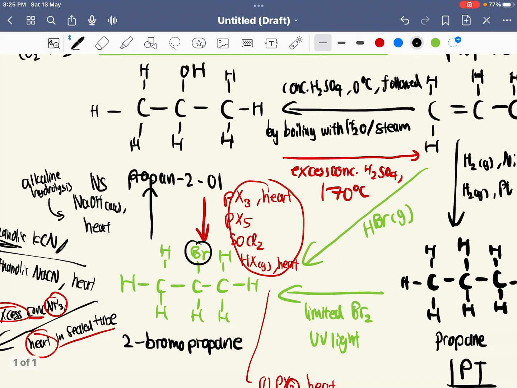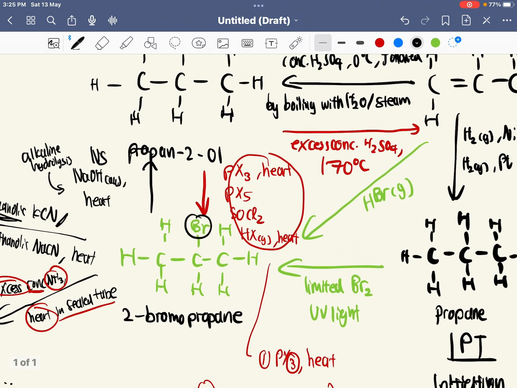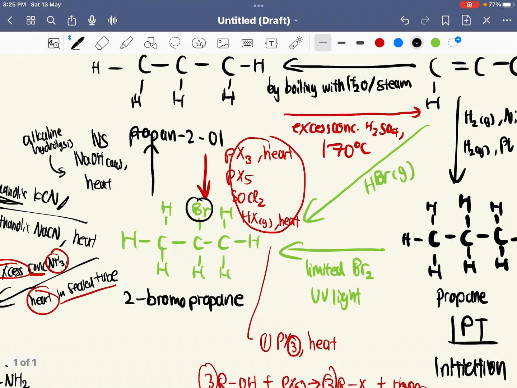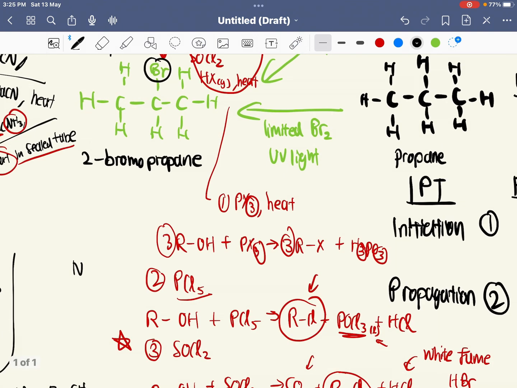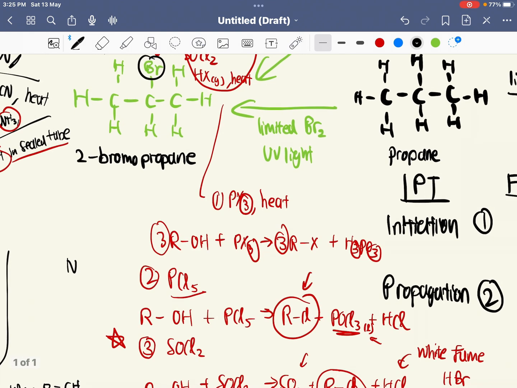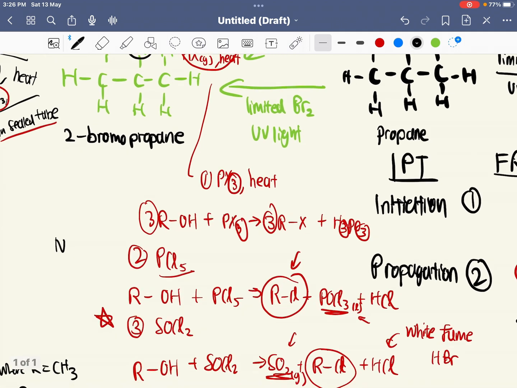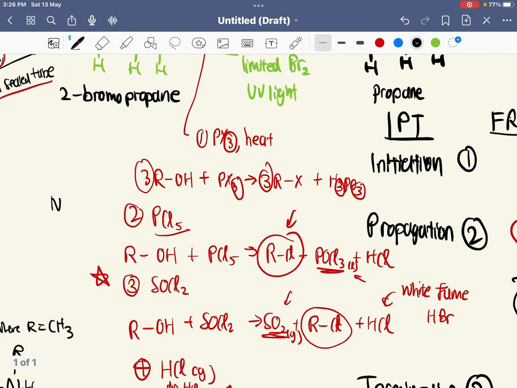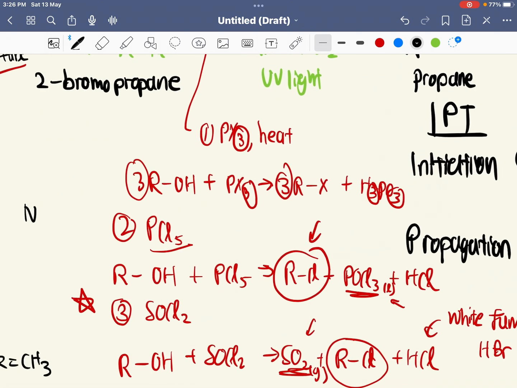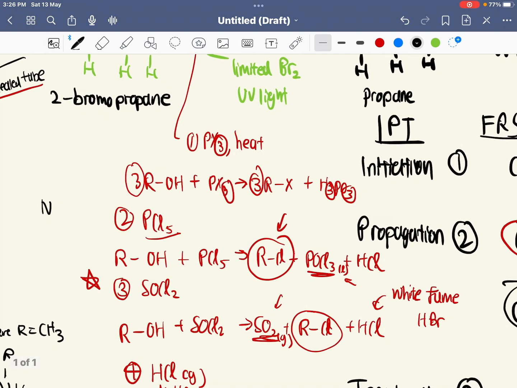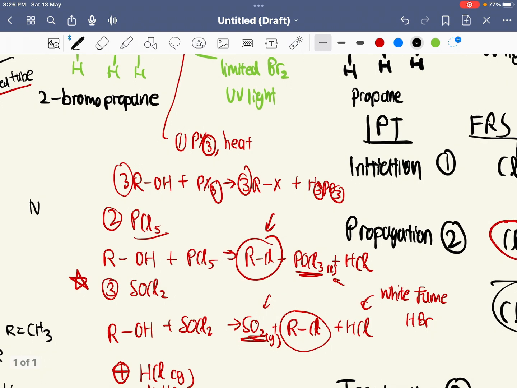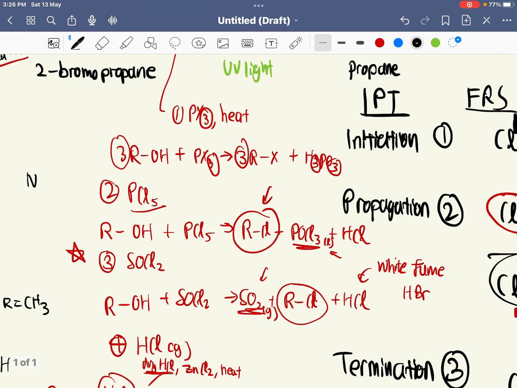And from alcohol to RX, we have four possible reagents that we can use, and they have different conditions as well. Firstly, we have PX3, where X stands for a halogen, so it's chlorine, bromine, or iodine in this case. When you use PX3, you must always have heat. A good rule of thumb is that the 3 must appear everywhere. So it's 3 moles of ROH with PX3 giving you 3 moles of RX, and H3PO3, which is your phosphorous acid.